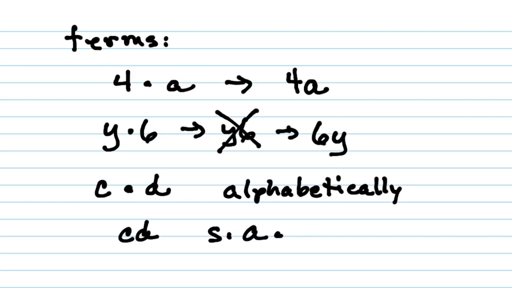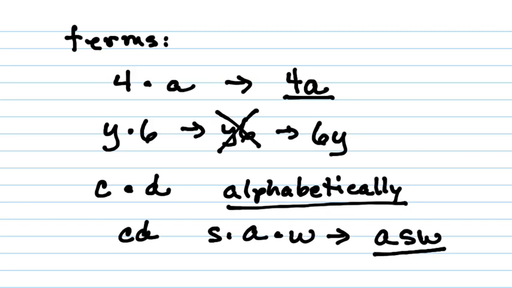But what if I have S times A times W? Okay, so which one comes first? A, then what? S, then what? W. So if it's 4A, the answer for that is just 4A, right, because we don't know what A is. So we can't do the math. The best we can do is just rewrite it. Make sure you remember that anytime you have more than one letter, it's important to put them alphabetically. And no matter where the number is, the number always comes in the front.